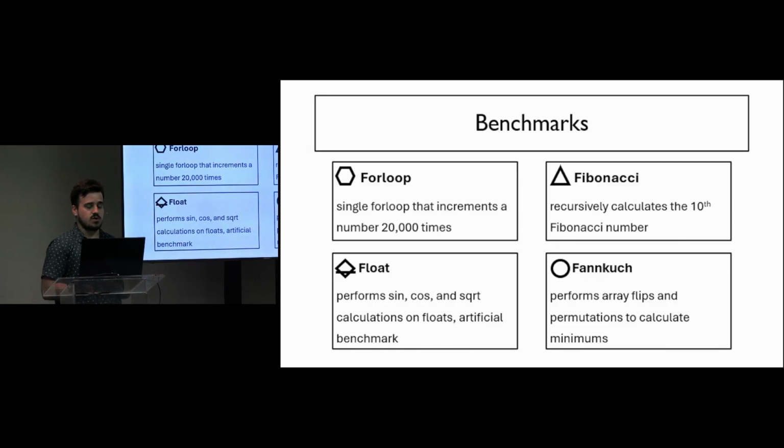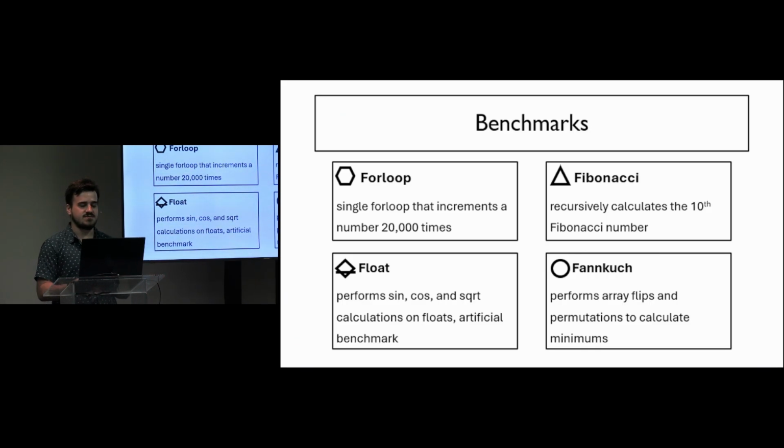We did this as well because it also has a bunch of function calls and it imports other libraries, which is the only one that does that. So we can also see how other libraries interact with our HPy backend. And then lastly, there's the Pfannkuchen benchmark, which just performs a bunch of array flips and permutations. There's a specific criteria to calculate the minimum amount of flips needed to satisfy certain conditions.